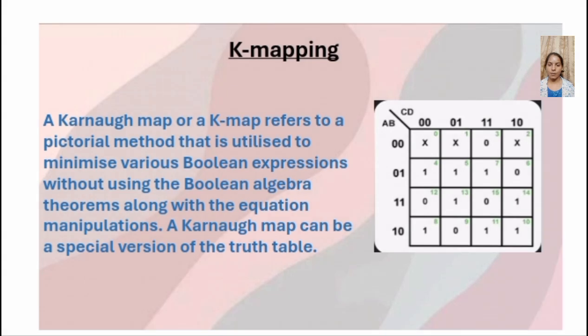Firstly, let us see what is K-mapping. A Carnot map or a K-map refers to a pictorial method that is utilized to minimize various Boolean expressions without using Boolean algebra theorems along with the equation manipulations. A Carnot map can be a special version of the truth table.